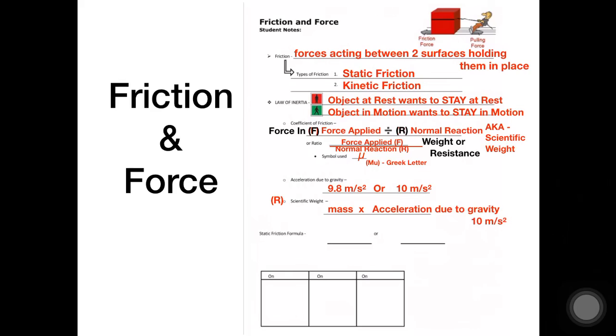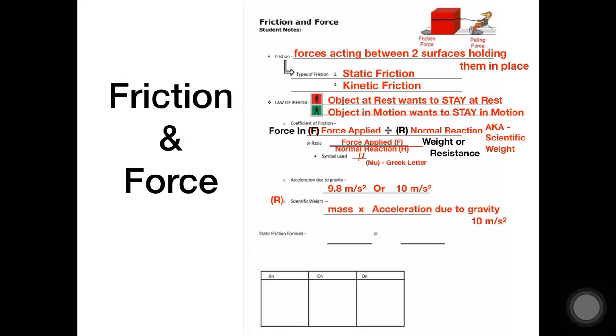Anytime we multiply a mass by 10, it's rather simple. Since there's one 0 in 10 and we're multiplying the mass times 10, we'll just move the decimal place one spot. But scientific weight is mass times acceleration due to gravity.